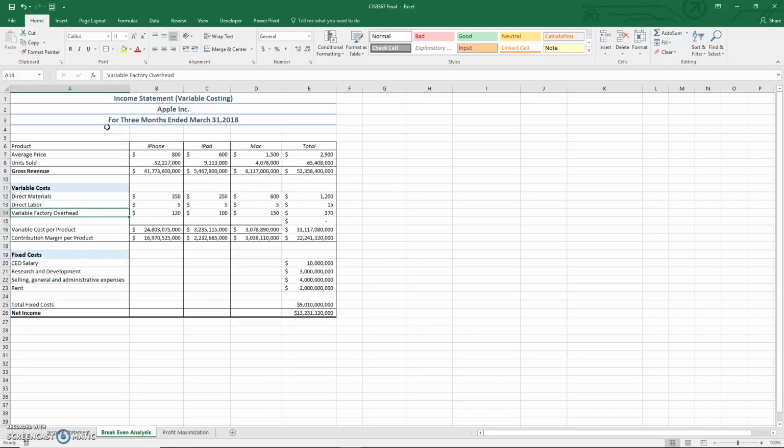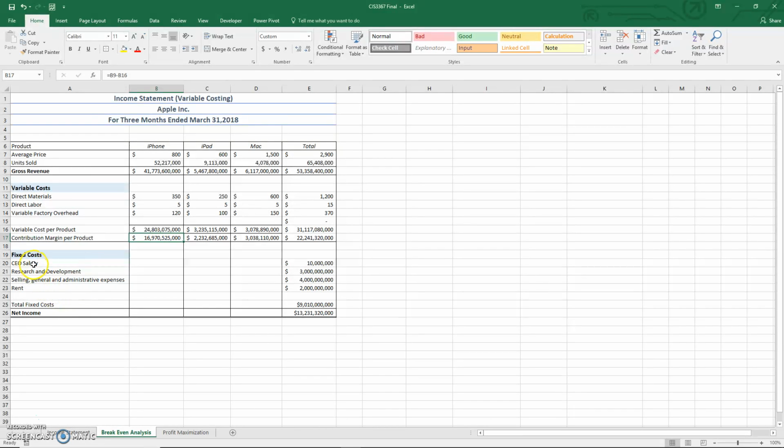After that, we add these variable costs together and multiply it by the units sold, which is seen in the formula here, equals SUM(B12:B14) times B8. After that, we have contribution margin per product, which is simply the gross revenue minus the variable cost per product.